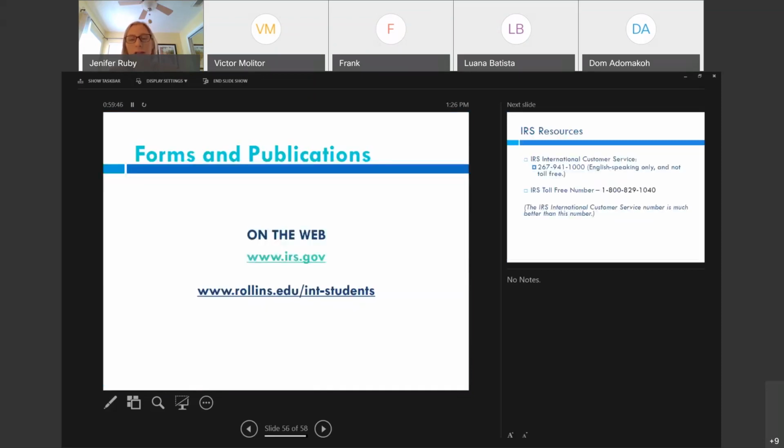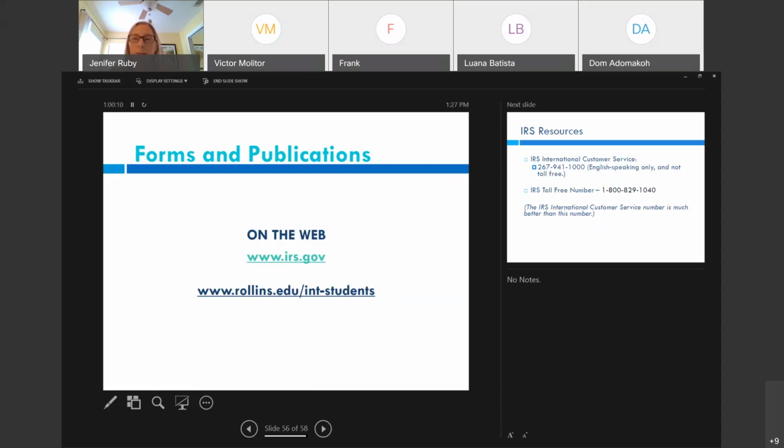All right, so just also remember that irs.gov is going to be where you can access those specific forms. Now we have links, so if you go to our website, under current students, there's a tax obligations section of our website. Of course, I emailed that all to you. There's links to all of these forms that we talked about.